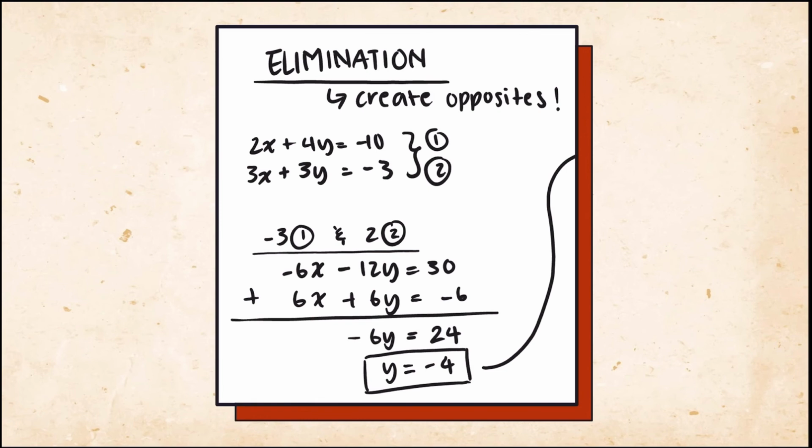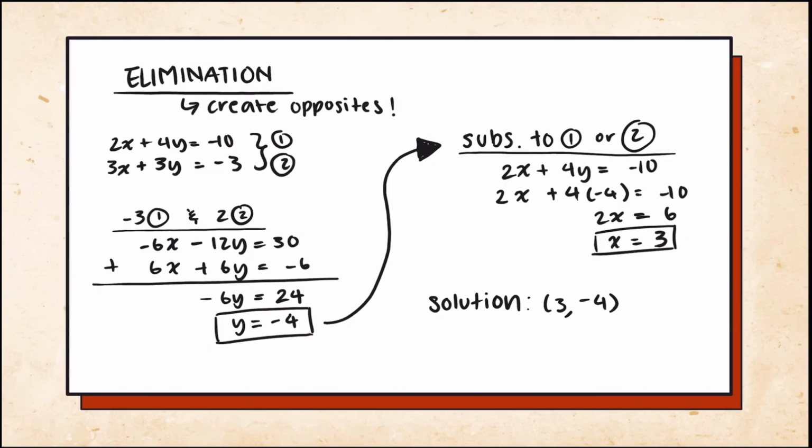We now need to find the x value. Just like we did with the second step of substitution, we can substitute it into the first or second equation. I use the first equation, 2x plus 4y equals negative 10. Substitute in negative 4 for y and getting x equals 3. The final solution being 3, negative 4.